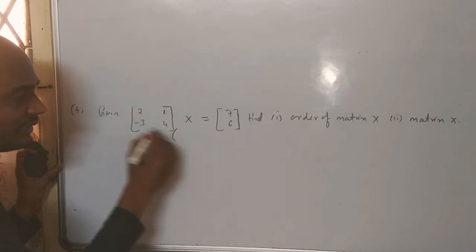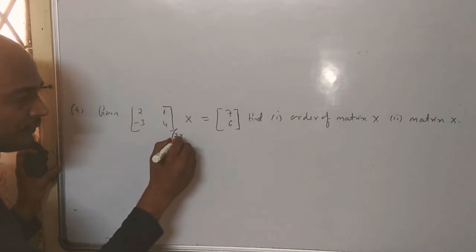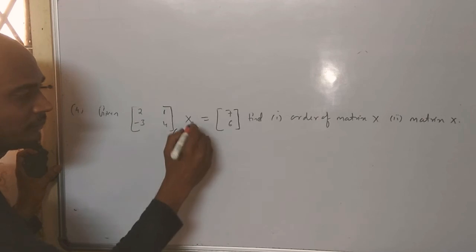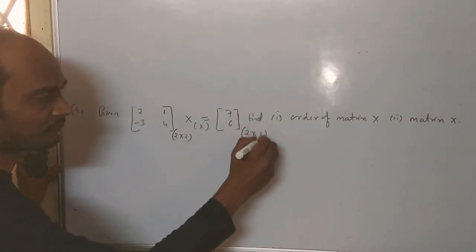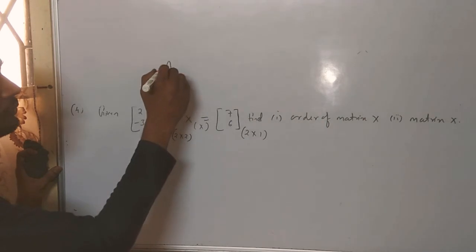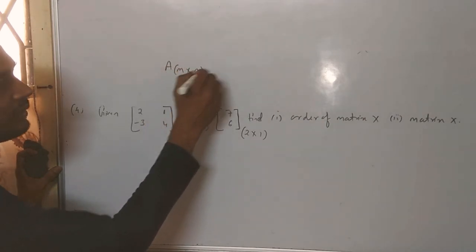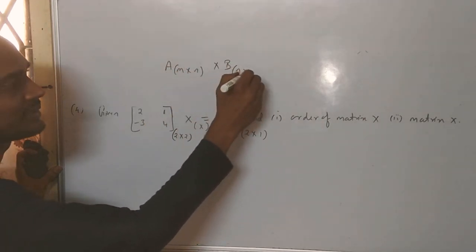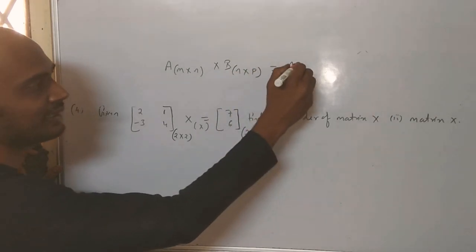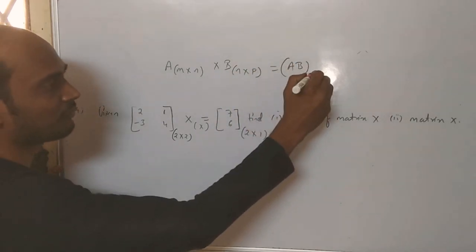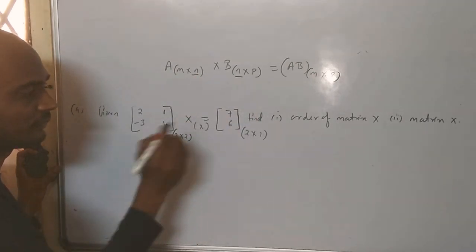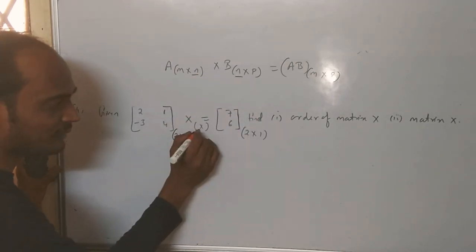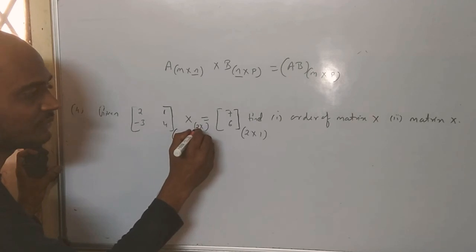First, write the order of matrix A. This is 2 by 2, 2 rows 2 columns. Here I am not writing, we need to find. Here the order is 2 by 1. We have learned that if two matrices are multiplied, then the number of columns of the first matrix must be equal to the number of rows of the second, and the product matrix will have the number of rows of the first and the number of columns of the second. That means these two are equal in both cases. So here 2 is there, means here 2 must be there.